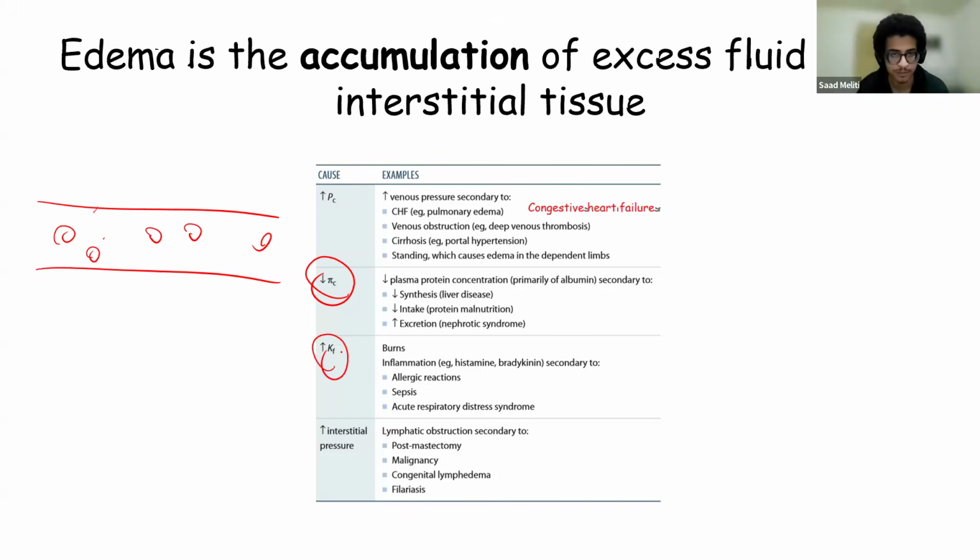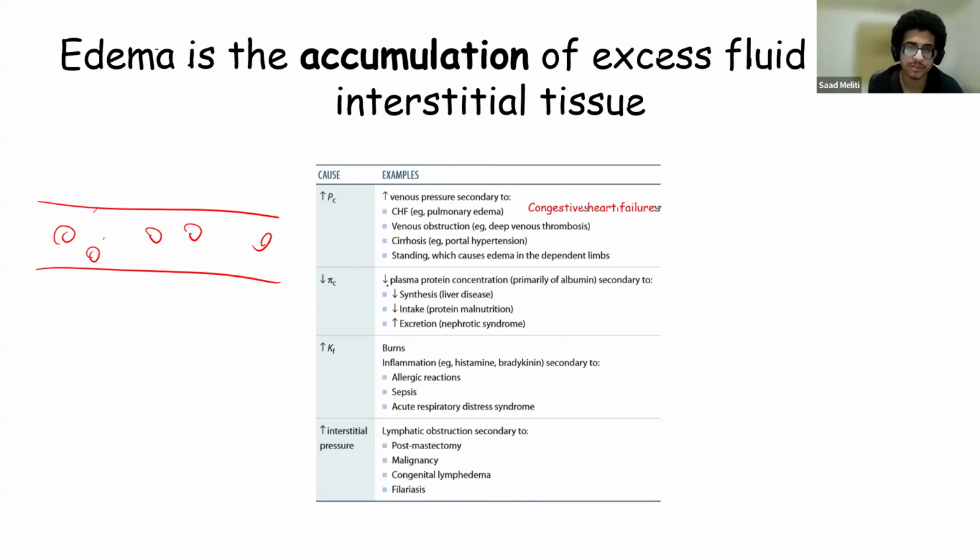Kf is the constant we talked about. Oh, wait, before I continue to that, things that can lead to decreased capillary oncotic pressure are like decreased synthesis of proteins. We said that albumin is the most important protein for this. What if your liver stops making proteins? You're going to have decreased proteins. What if you stop eating a lot of protein? What if for some reason your body is excreting a lot of protein? Once again, I really don't expect you guys to know all of this.